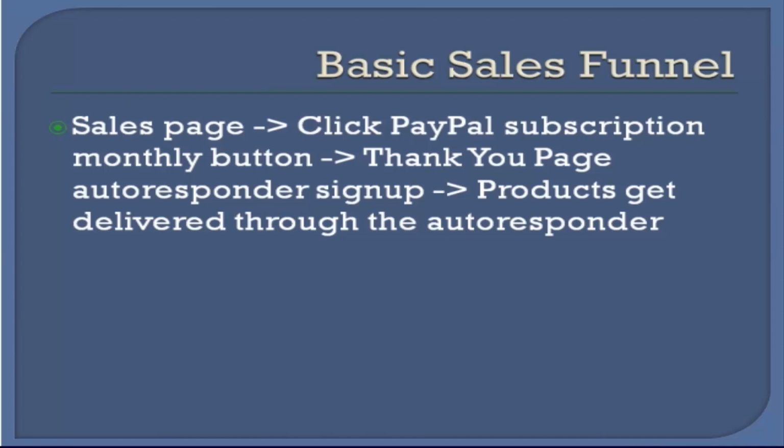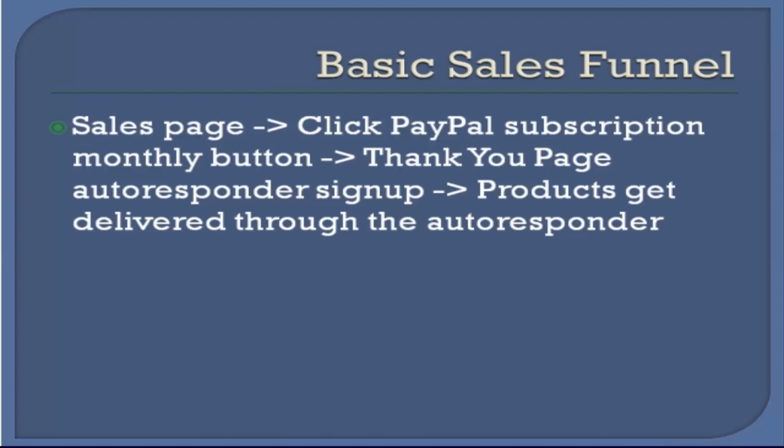Somebody goes to your sales page, they click on the PayPal subscription button. It can be monthly, it could be weekly, and so forth. Then after that, they pay. They're sent to the thank you page, which includes the autoresponder sign up. And then through the autoresponder, they are delivered products. So that's what the basic fixed term membership site looks like.